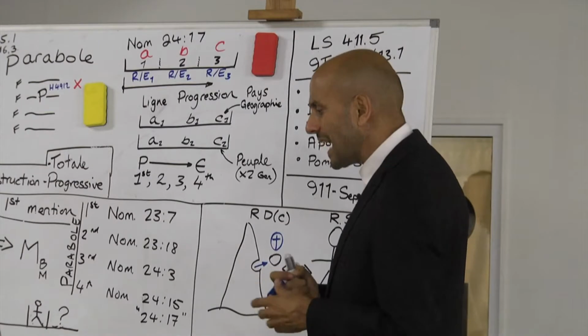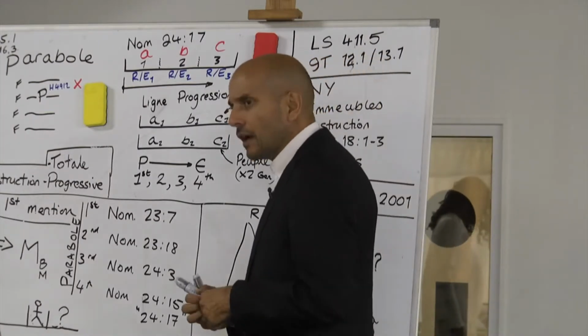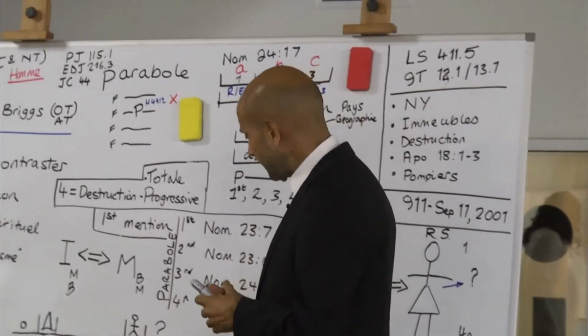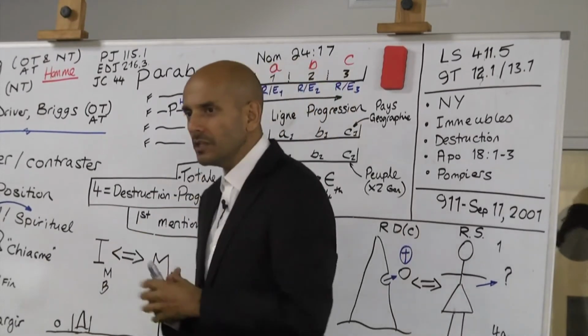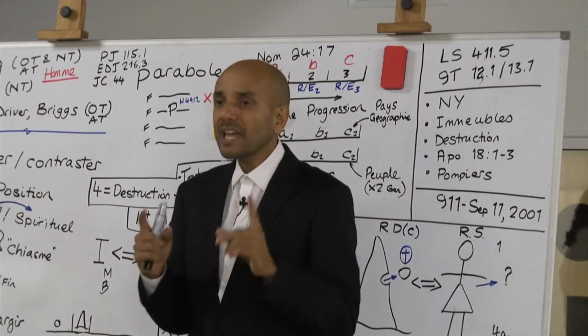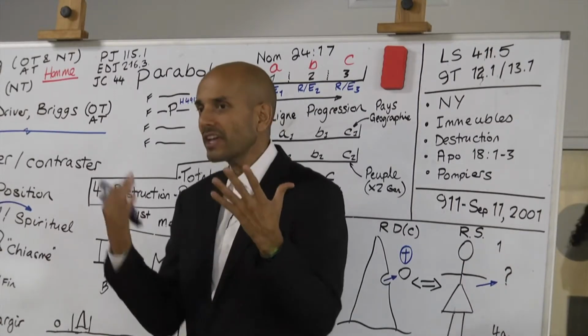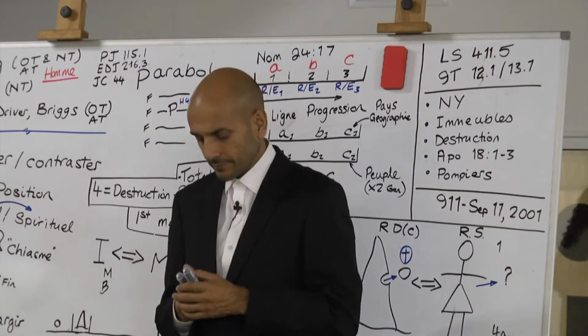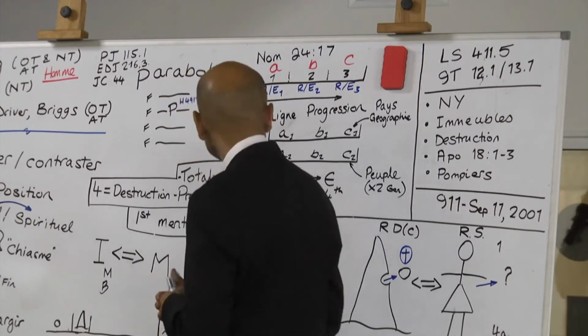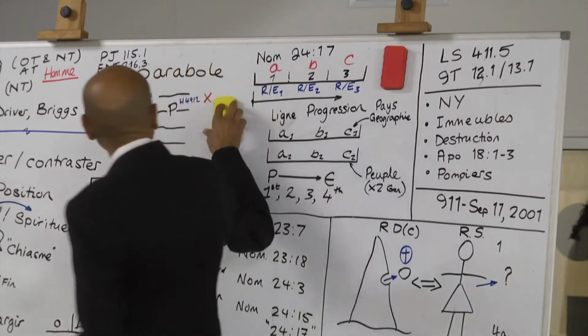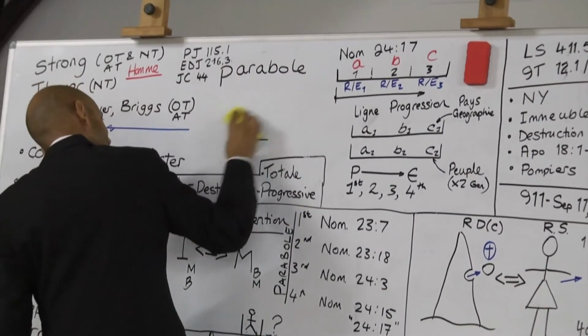We need to understand that the book of Daniel and the book of Revelation are the same book. One is like a hand and one is like a glove. I like this.